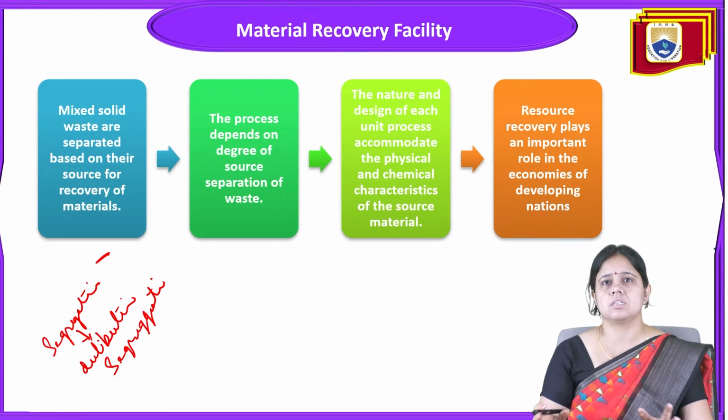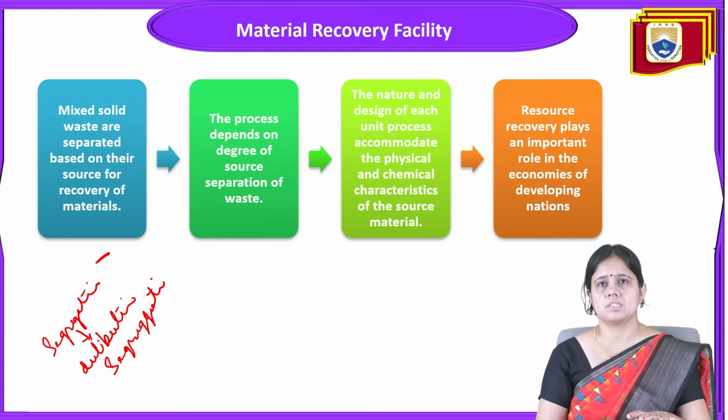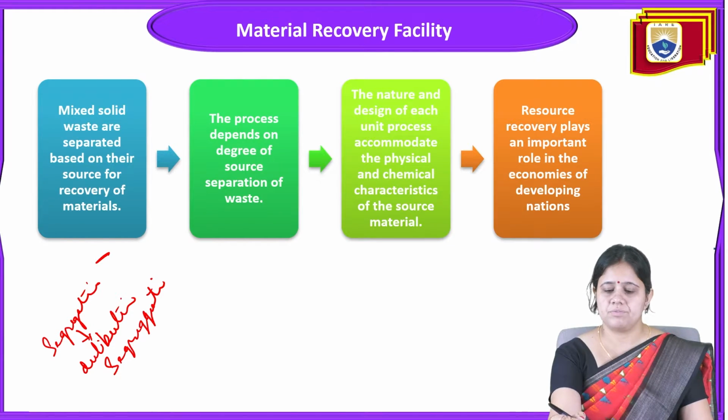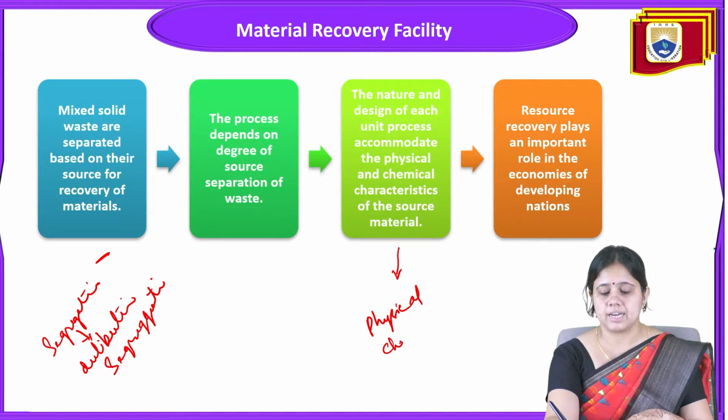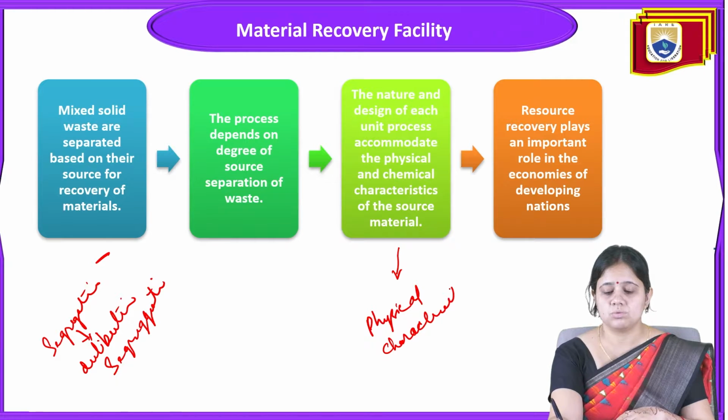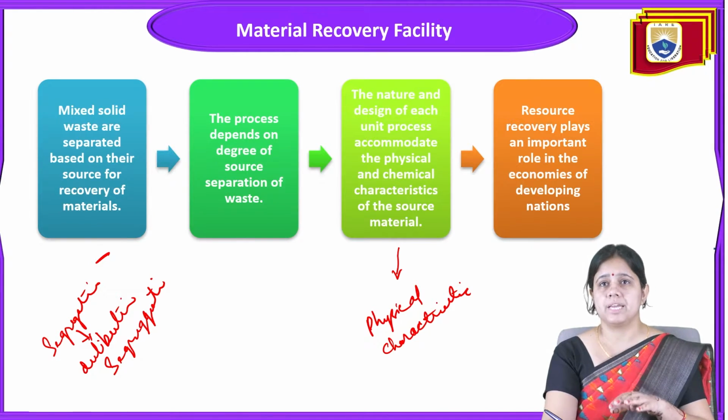Next is the process, which depends upon the degree of source separation of waste, and the nature and design of each unit operation accommodate the physical characteristics of the source material. Obviously it is related to the physical characteristics of the waste; only then can we identify the waste and take it through the whole process. So the nature and design of each unit operation accommodate the physical and chemical characteristics of the solid waste.